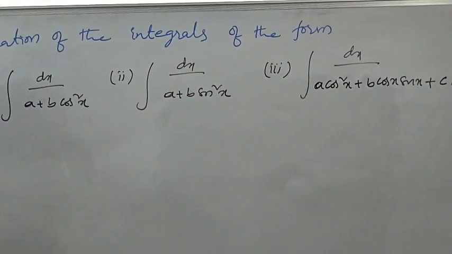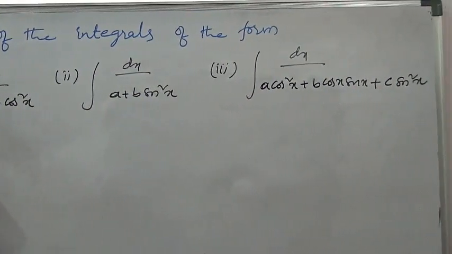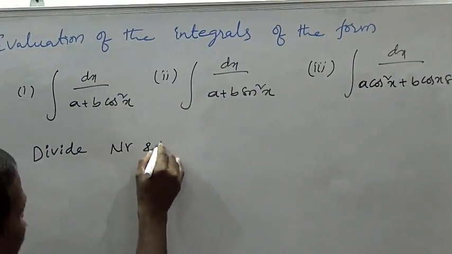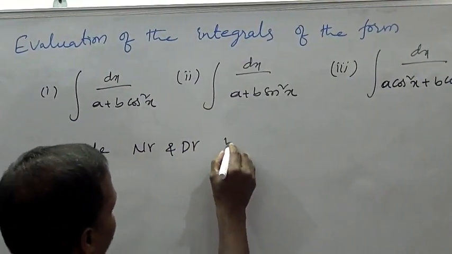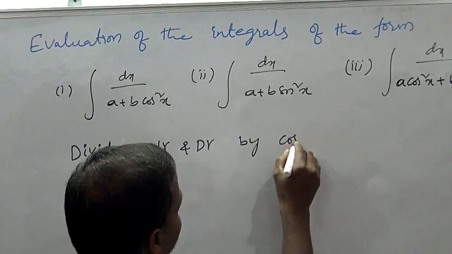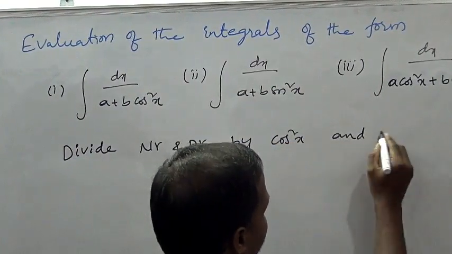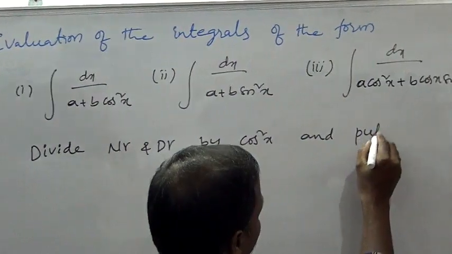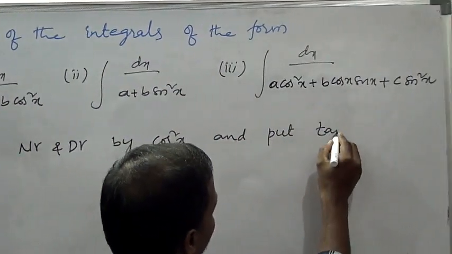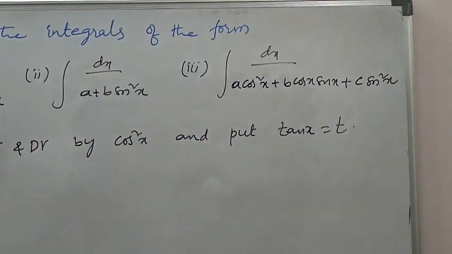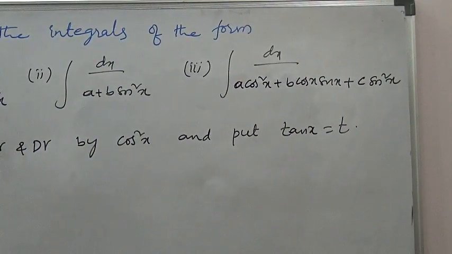Divide numerator and denominator by cos square x and put tan x equal to t. Okay? So let us give an example.